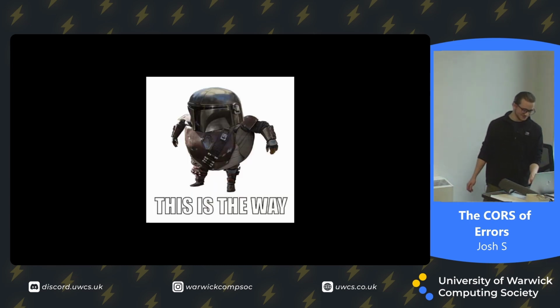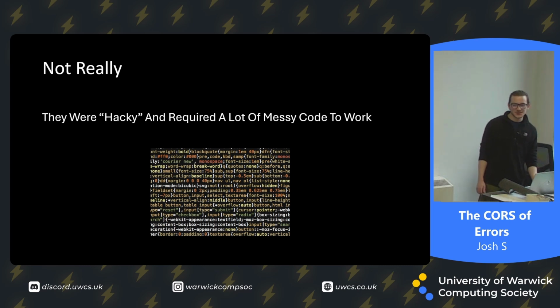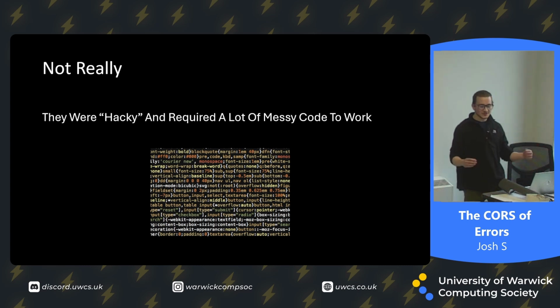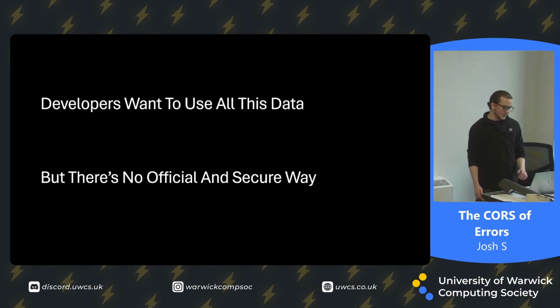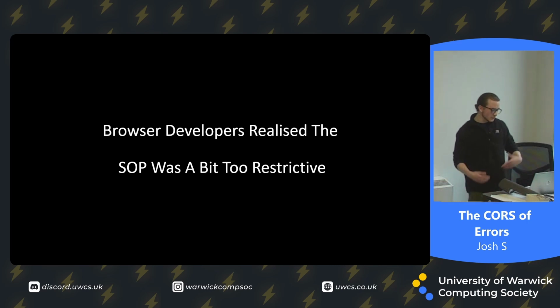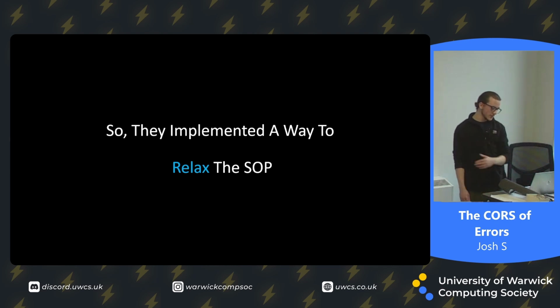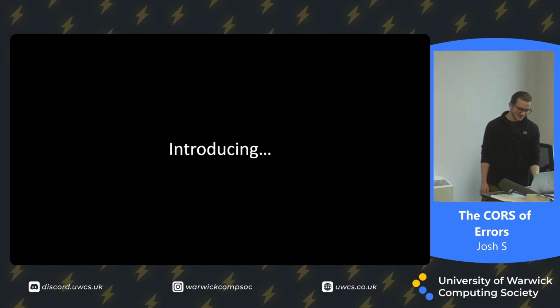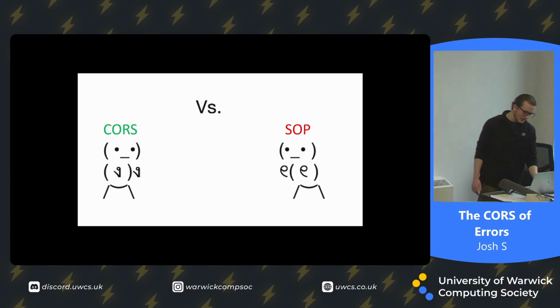This is the way. Well, not really. They were hacky and required a lot of messy code to work, so they were never really adopted. Developers like things that are simple, and that's why. So, developers want to use all this data, but there's no official and secure way to do it. Browser developers realized this, and the same origin policy was relaxed a bit. So they implemented a way to relax the same origin policy. Introducing, yes, for real this time, cross-origin resource sharing.